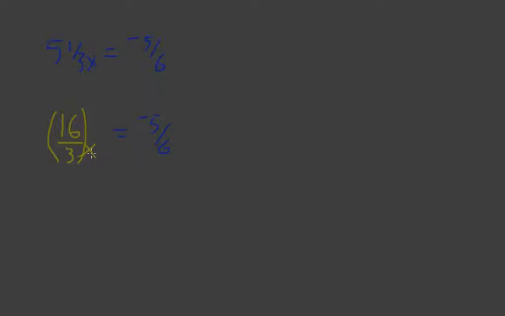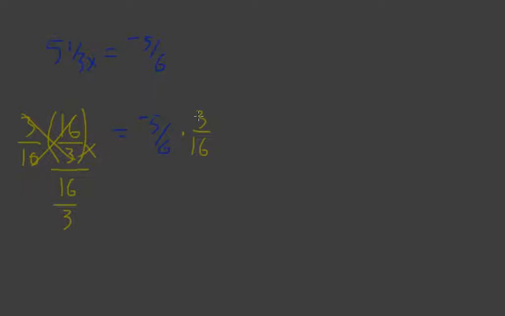So in order to get x by itself, we can divide by 16 thirds, and when we divide by 16 thirds, we're actually going to multiply by its reciprocal, so it's 3/16. Okay, so this cancels this out. What we do to one side, we do to the other side, so times 3/16.